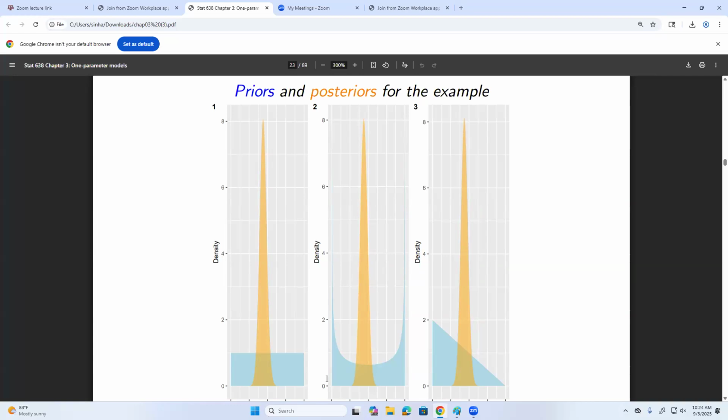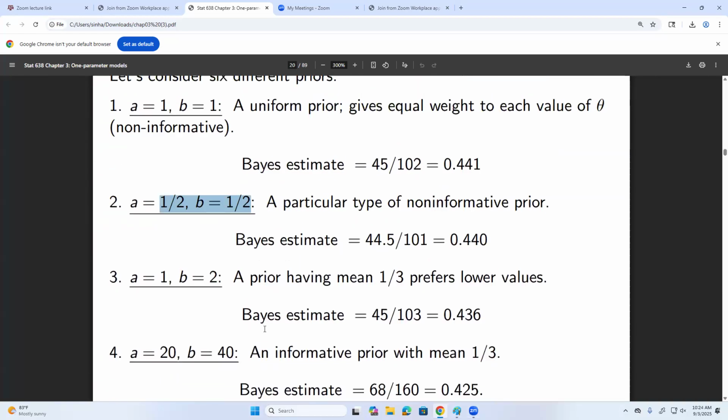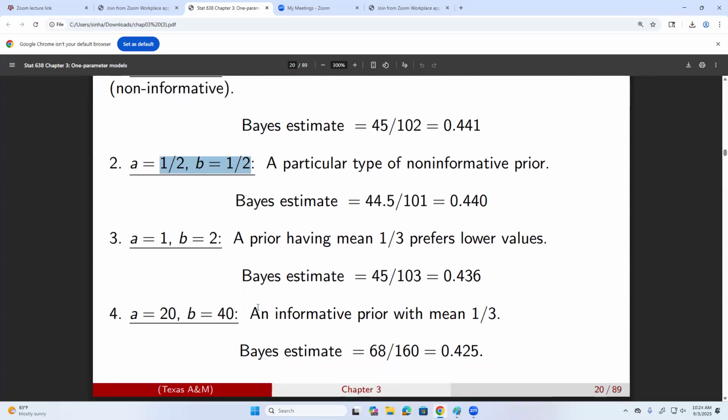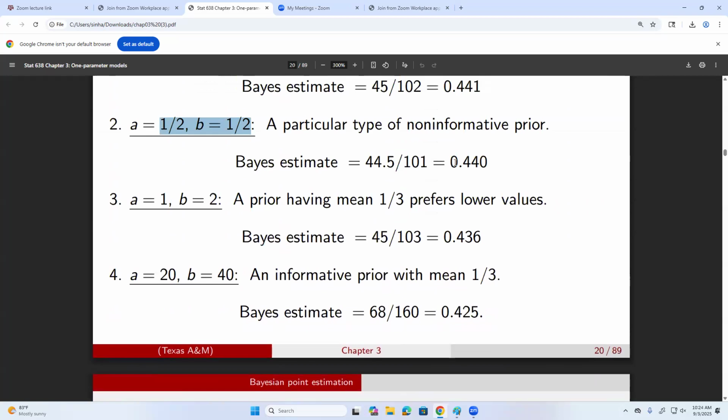The third one is where A equals 1, B equals 2. This prior, having a mean of 1/3, prefers lower values. Okay. And then A equals 20, B equals 40, an informative prior with a mean of 1/3. So on and so forth. And you see how the prior distributions are impacting the posterior mean.